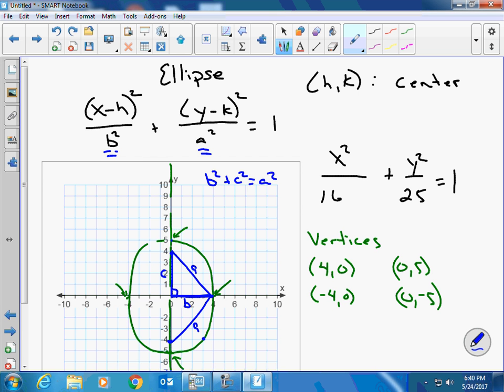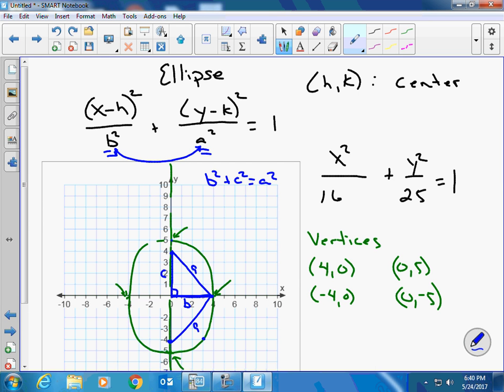For the ellipse and the Pythagorean theorem, your A is always the longest side. So when I look at my ellipse, these two things are interchangeable depending upon which one's bigger. A always corresponds to the bigger length. Longer length. Lengths aren't big. Sorry. Get my terminology correct.